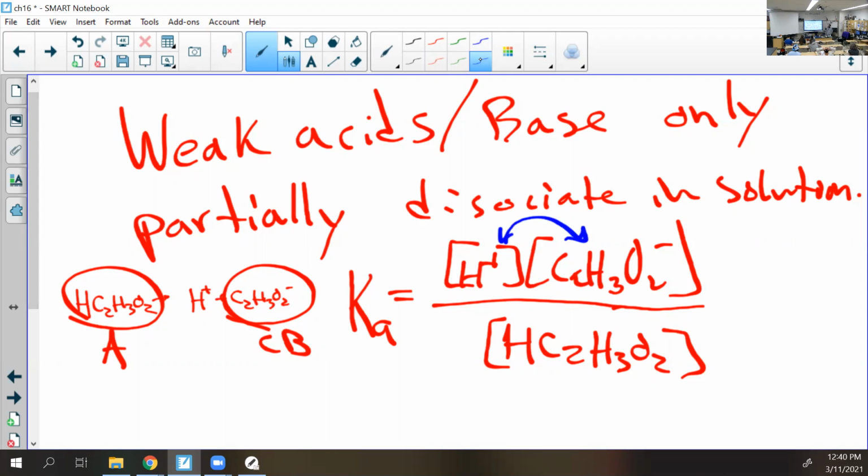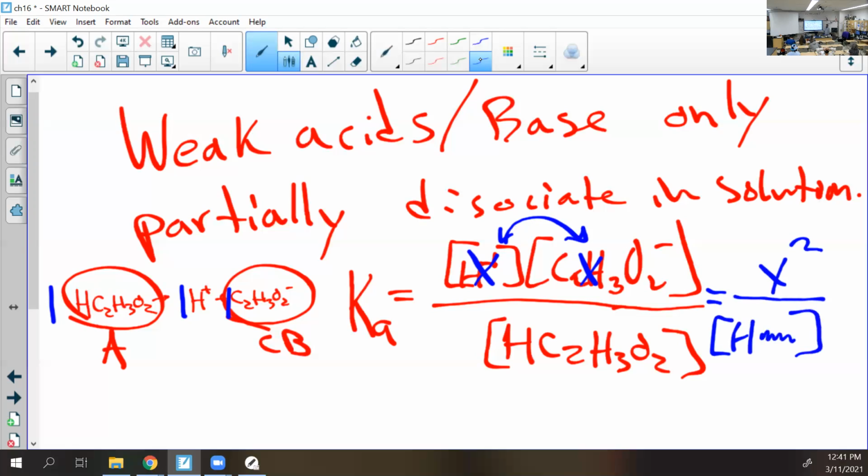Hey, they're the same. Because look, for every one of these that breaks apart, how many of these are there? And how many of these? One. Sort of with me? So if these are the same and I don't know them, I can call them X. Oh, I see. This is where that one pump came from. This is where it gets way easy actually, but yes, it's the same idea. So my Ka is really X squared over this concentration. Whatever, it's that. You with me?